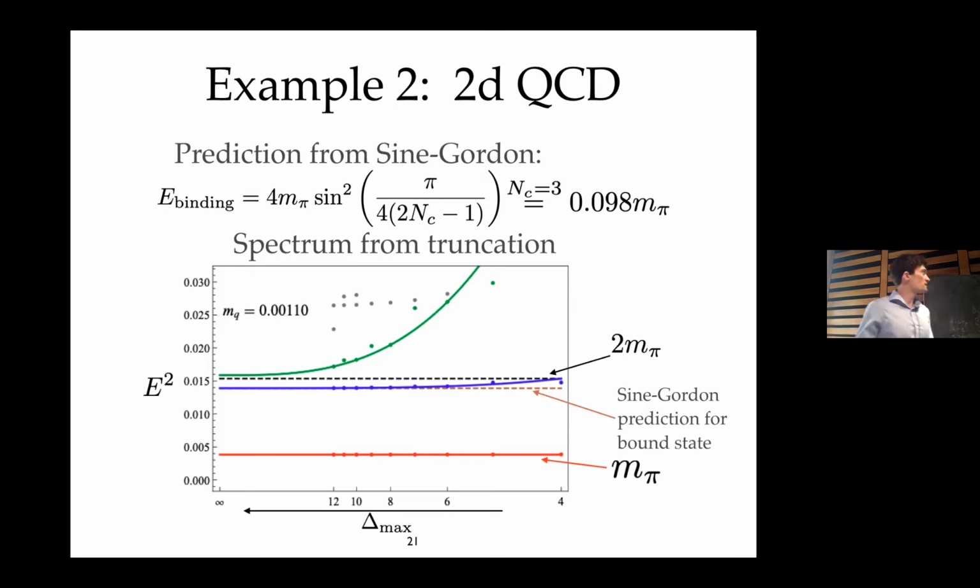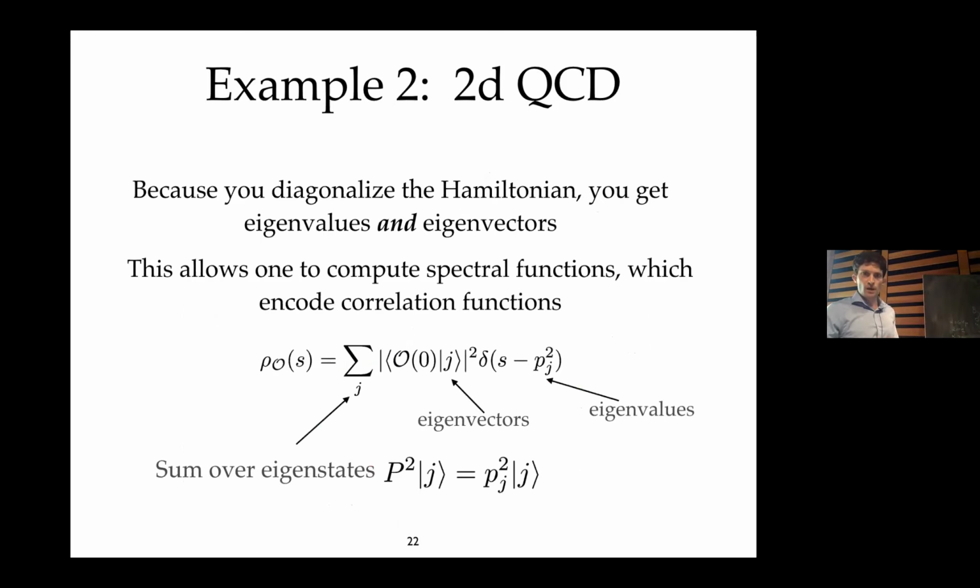So this is an example of stuff you can do with the spectrum. But part of what I want to emphasize about Hamiltonian truncation is you get much more than just the spectrum. You have the full Hamiltonian, you've diagonalized it, so you get not just the eigenvalues, but also the eigenvectors. And those eigenvectors contain an enormous amount of information. One thing you can do with them is compute spectral densities.